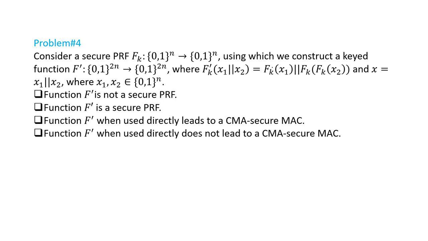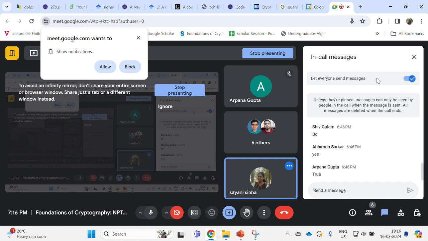Anyone? How you can query with some input and see the output, and then from that output you can determine whether you are interacting with a pseudo random function or a truly random function. Arpana, anyone would like to answer?